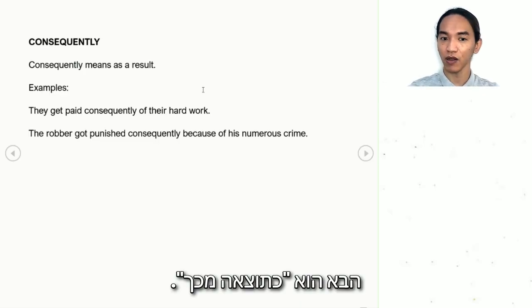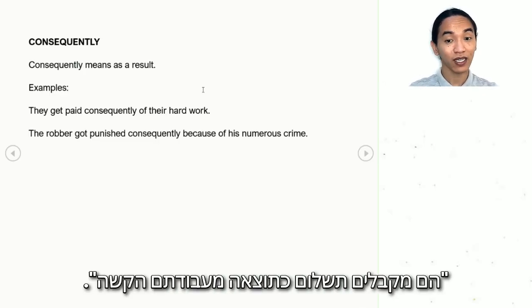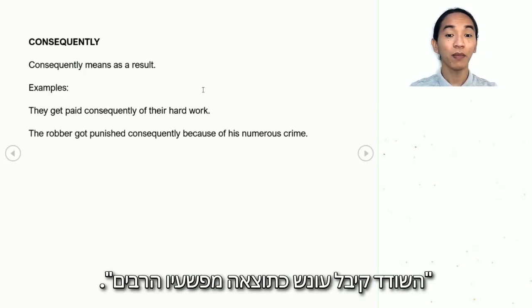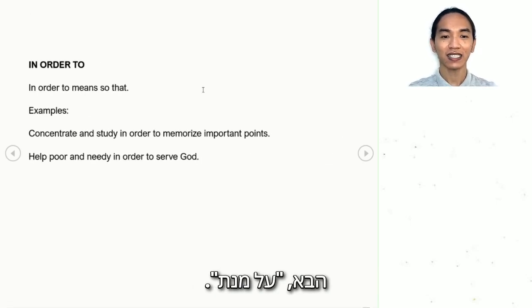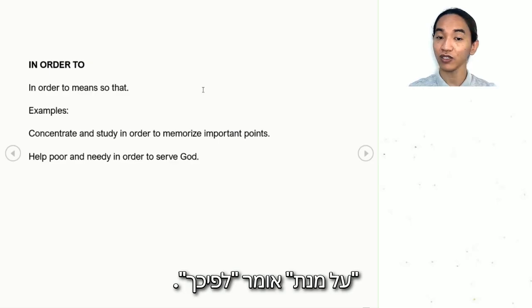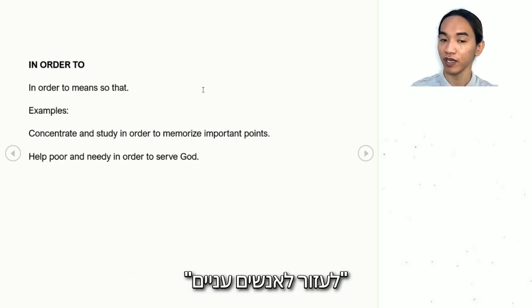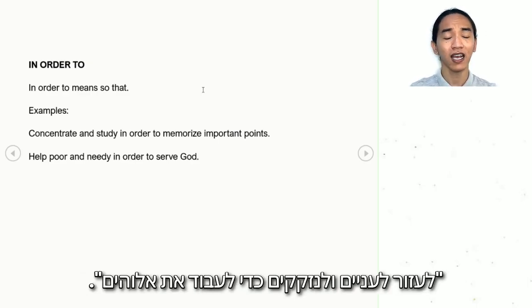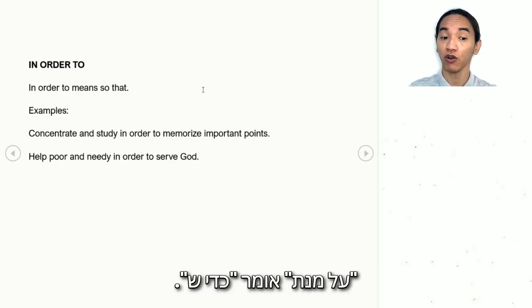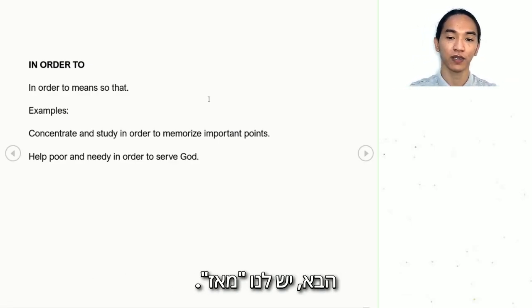Okay, next one. Consequently. Consequently means as a result. They get paid consequently of their hard work. The robber got punished consequently because of his numerous crimes. Okay, as a result of that. Next, in order to. In order to means so that. Concentrate and study in order to memorize important points. Help poor and needy people in order to serve God. Okay, in order to means so that, for the purpose.